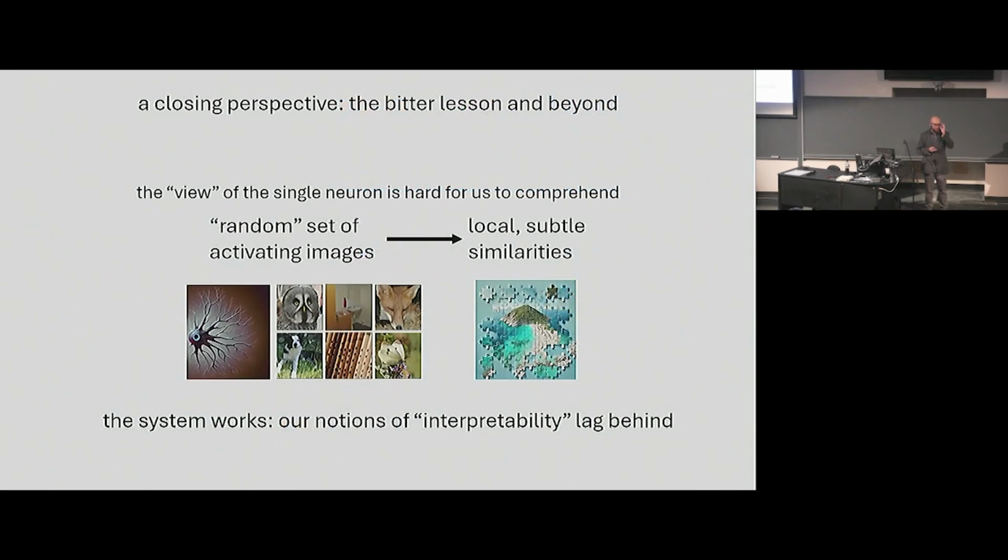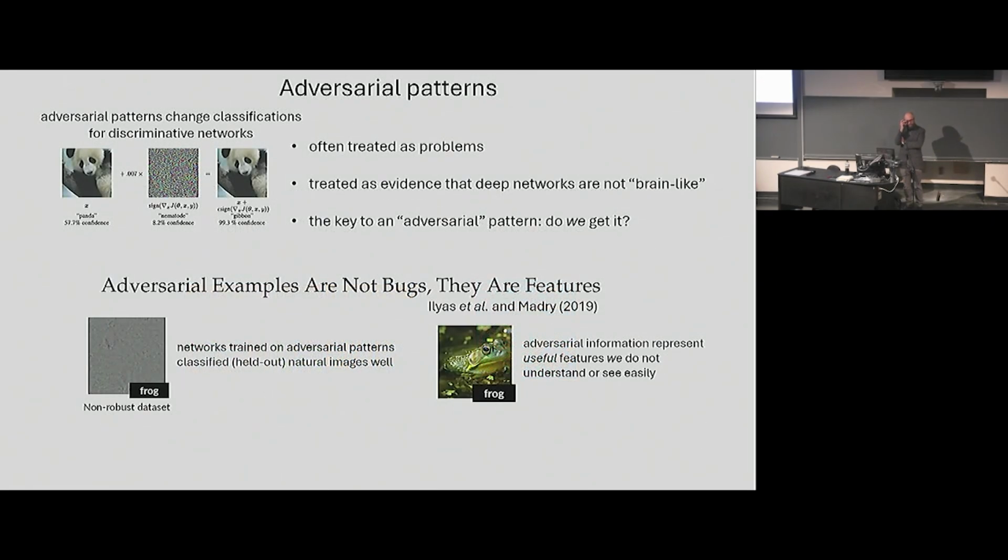There's something else that I really think about when it comes to this bitter lesson. As much as I like what's been happening in the field, I feel like we got a little stuck in a rut in terms of what we thought neurons were representing. Part of the issue is that the view of the single neuron can be really hard for us to understand. Where we see a set of random images, neurons find a much more local, subtle similarity. To me, the idea of front-loading interpretability can be a bit of a problem. I think about it specifically when it comes to adversarial patterns.